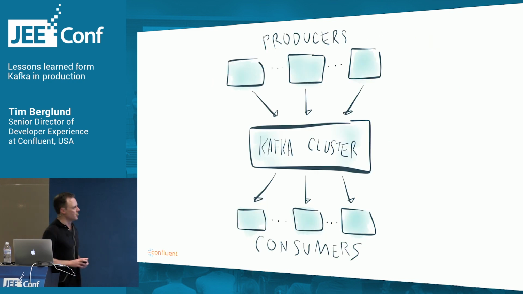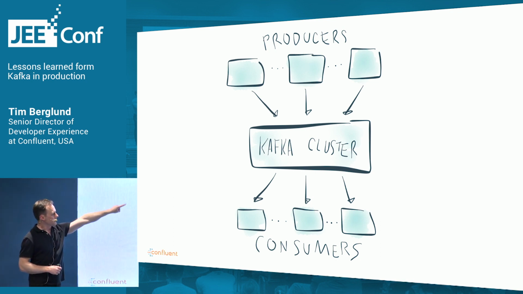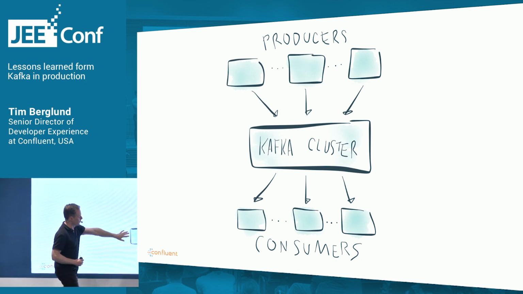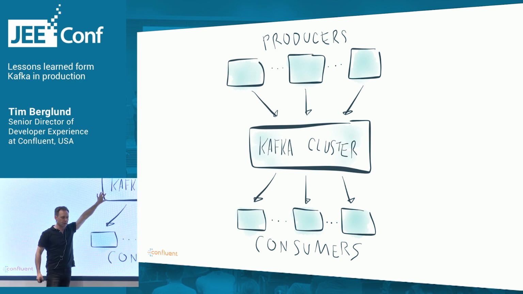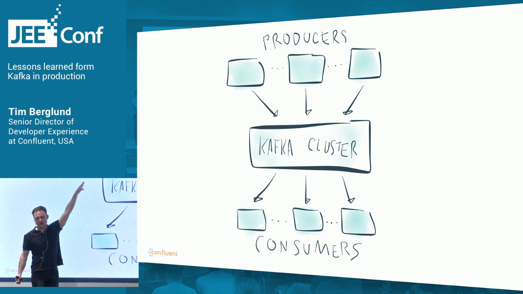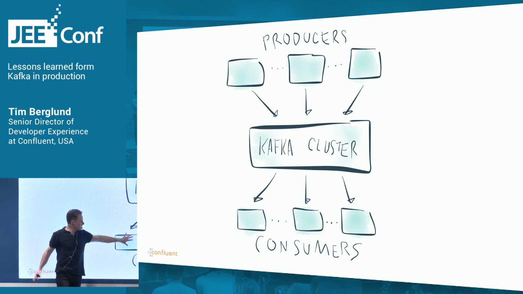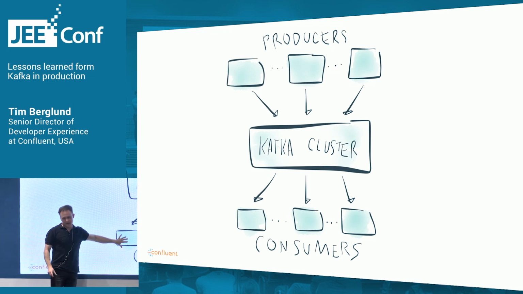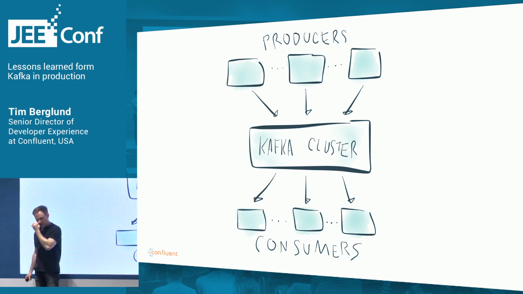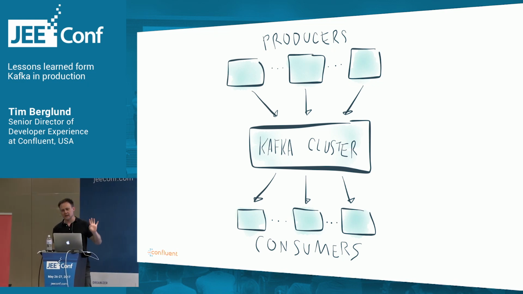All right, so basically, what have you got? Here are the pieces. You have producers, you have a Kafka cluster, and you have consumers. Importantly, producers and consumers are clients of the cluster. These are our microservices, our monolith, whatever it is. These are in our application. This is an application library. You are writing this code. You are directly manipulating the producer and consumer API to put messages in and get messages out.